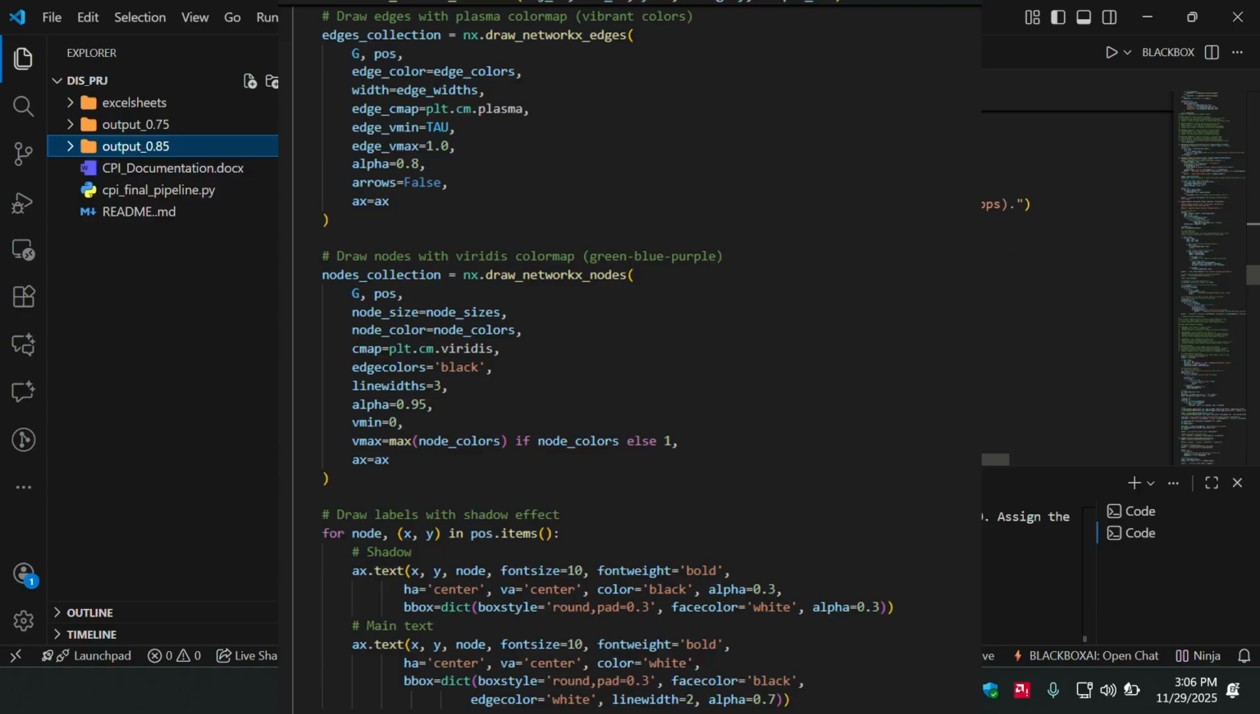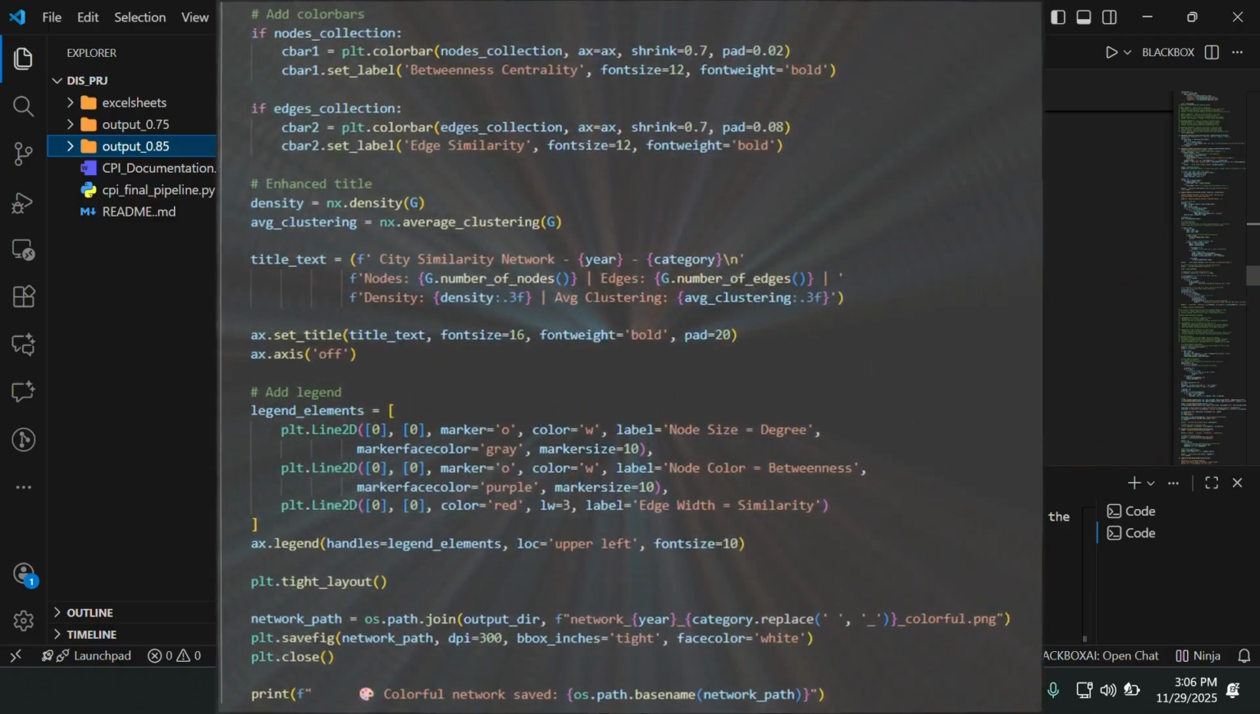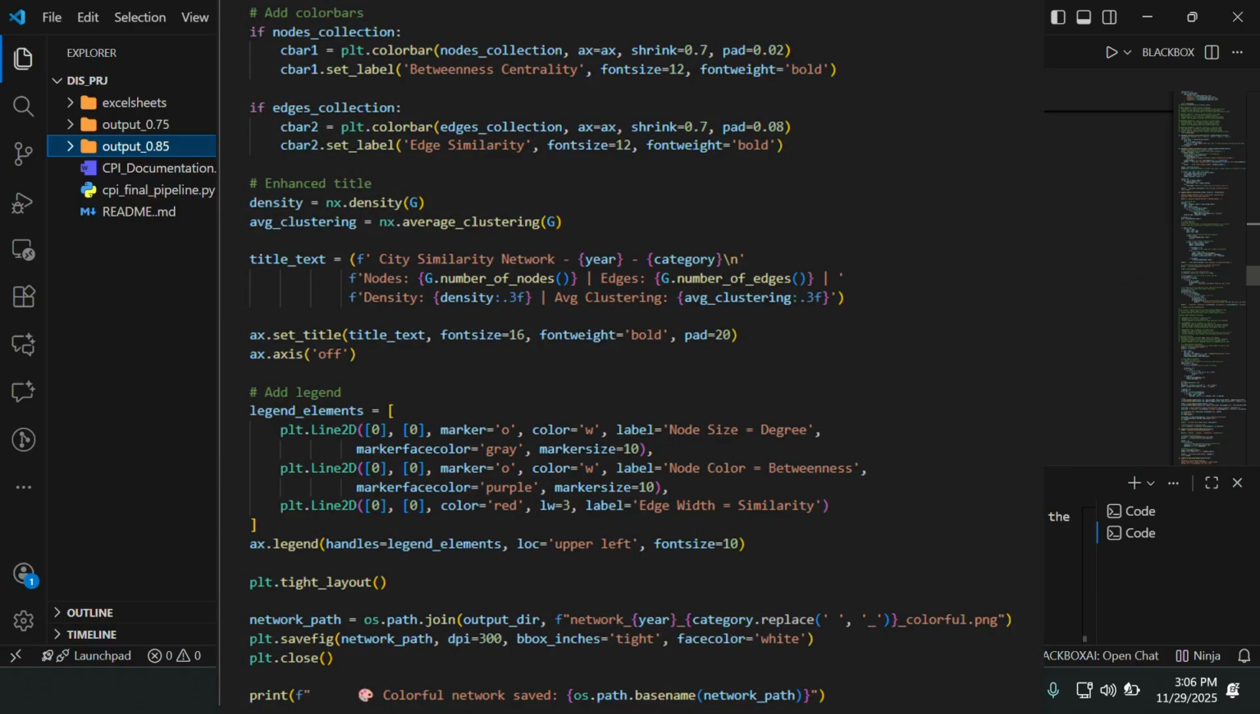Number 3, node color. A gradient from purple to yellow represents the betweenness. Yellow nodes are the bridges. Number 4, edge color represents the similarity strength. Red and warmer edges are stronger.